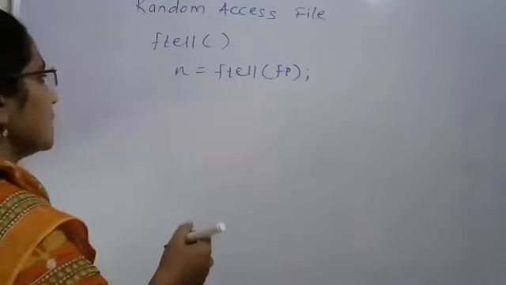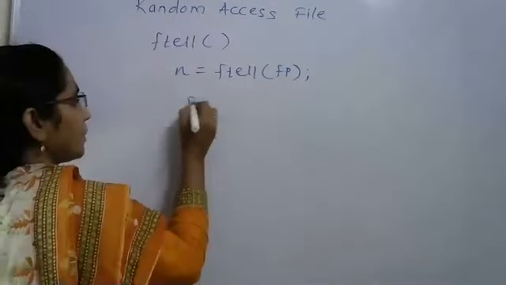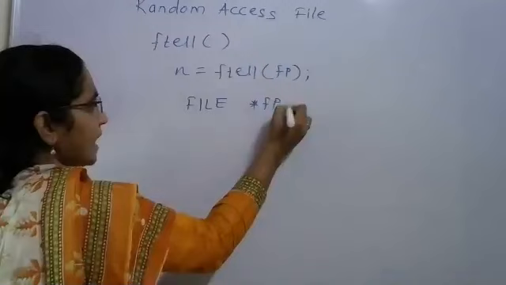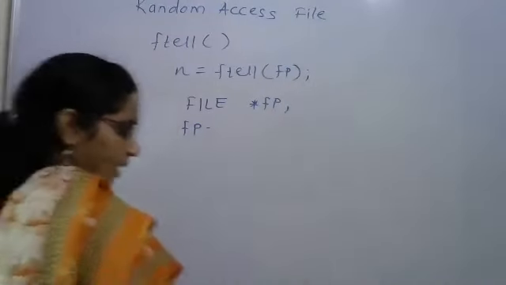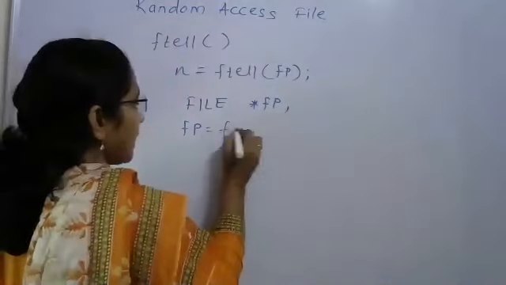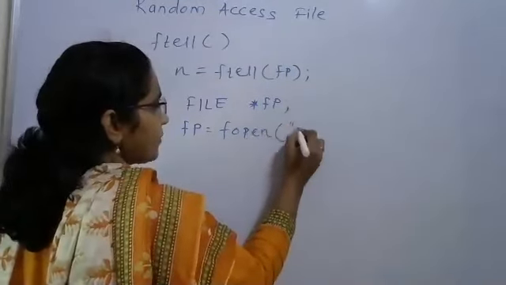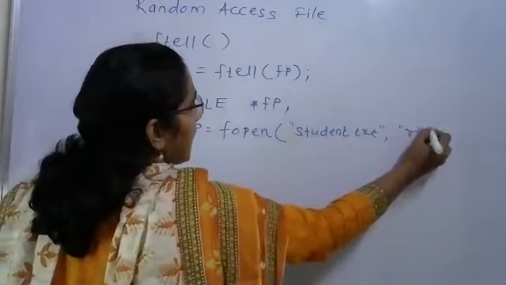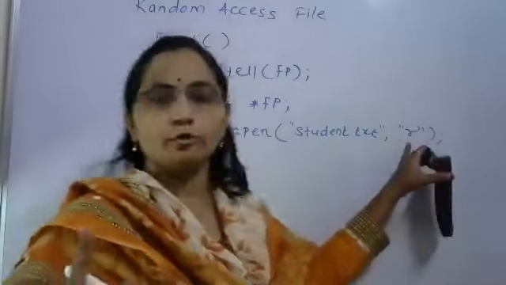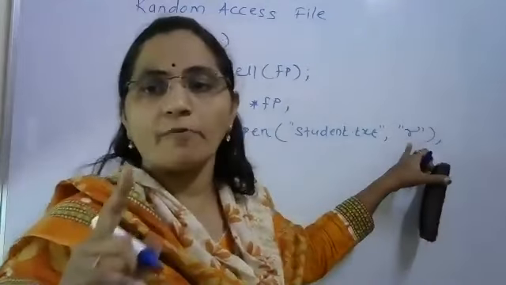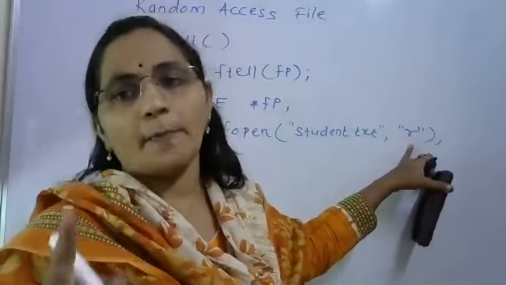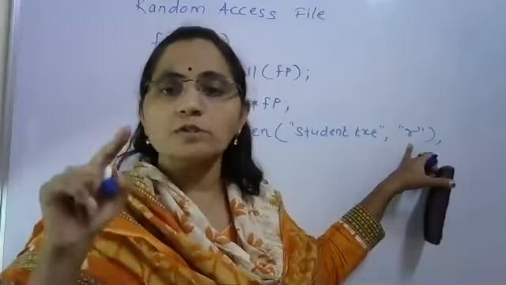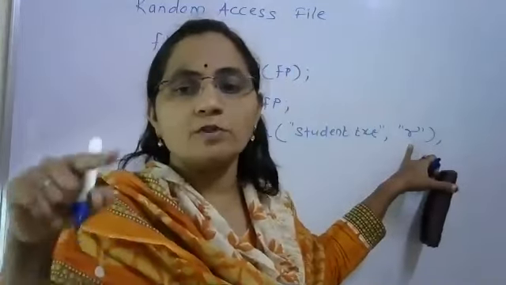Suppose, for example, I take one small example. Suppose I declare the file pointer, FILE star fp. After that, I use the fopen function, and the name of the file is, suppose, student.txt, and I want to read the records, so I open this file in read mode. We have already seen the different modes of file: read, write, and append. If you want to open the file in read mode, then you use r. If you want to write, then you use the w mode. If you want to append, then you use the a mode.